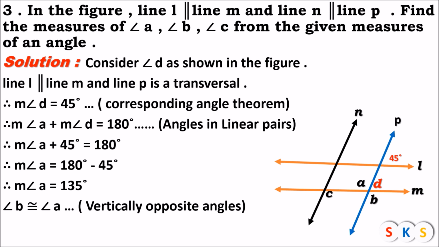Now angle B is congruent to angle A, right? Because they are vertically opposite angles. Look at this figure. Can you find angle B and A? Yes, you can see that. Angle A and angle B are vertically opposite angles. So they are congruent. Therefore, measure angle B equals 135 degrees since angle A is 135 degrees.